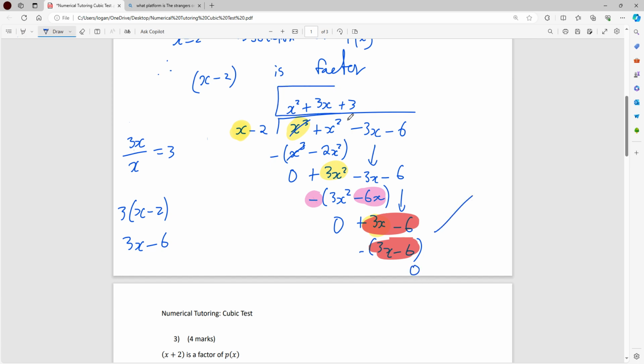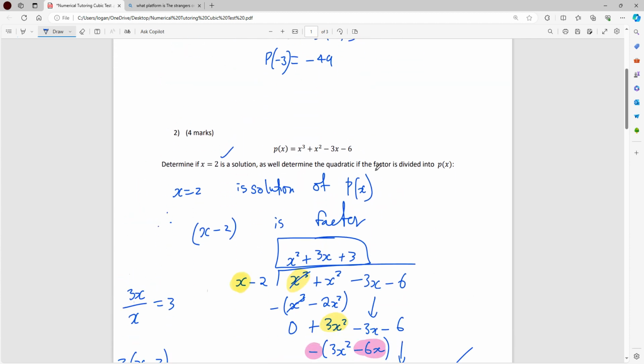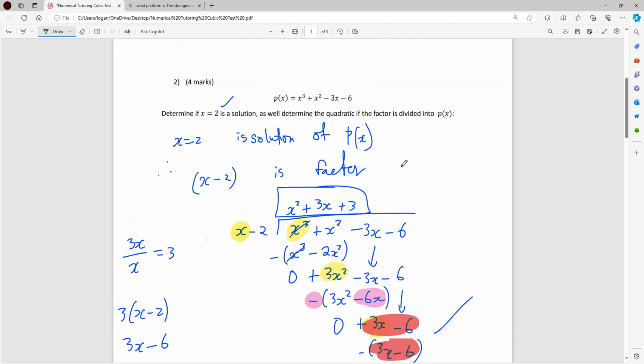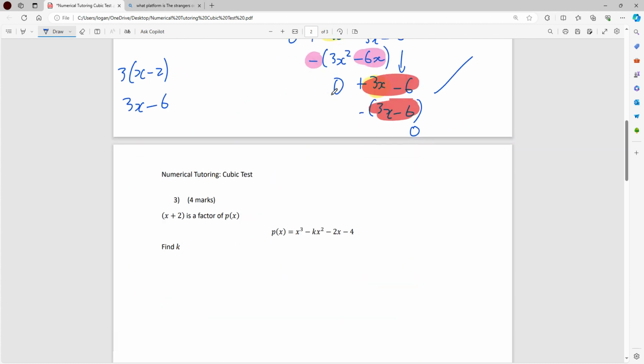Now this is the quadratic thing they're talking about. So when they say determine the quadratic if the factor is divided, the quadratic is x squared plus 3x plus 3. Okay. And that's it. And then you get your 4 marks there. Okay. Let's go down to the next question now.